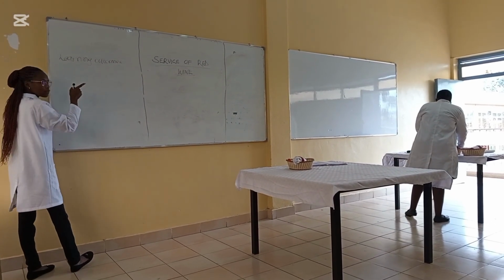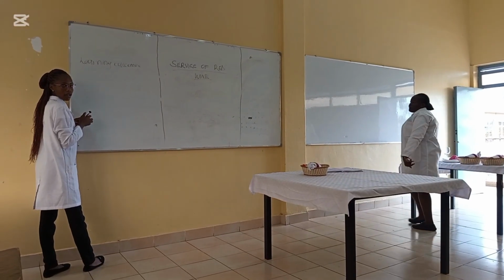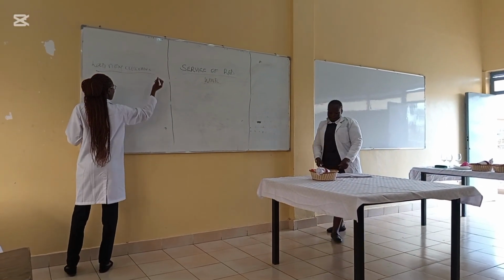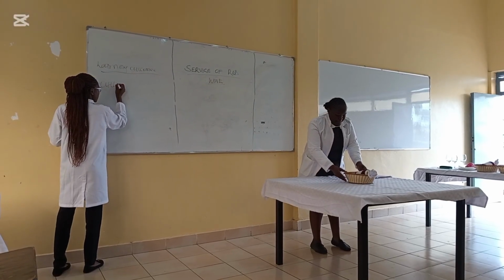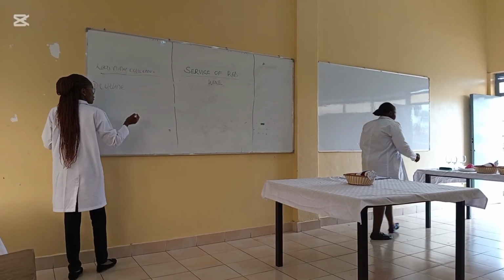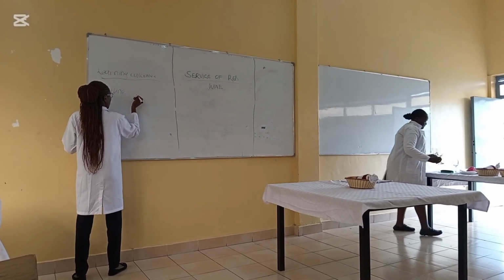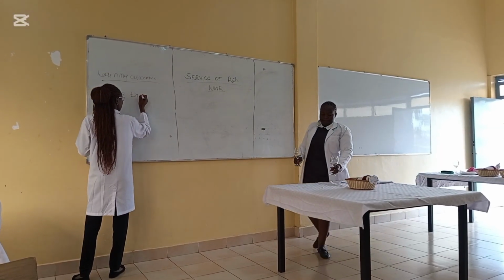Above, you see the font size of the learning outcome. Our first learning outcome is to outline the effect.